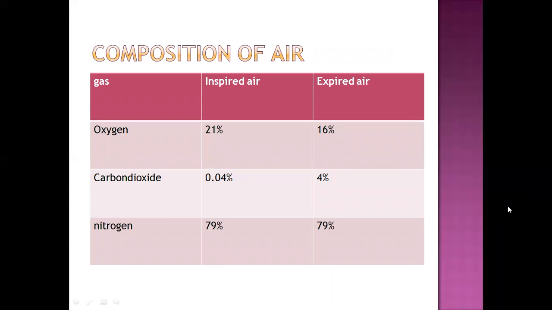Composition of air. The inspired air contains 21% oxygen, and 16% oxygen is found in expired air. Carbon dioxide is 0.04% in inspired air and 4% in expired air. Nitrogen is 79%. This is the most abundant gas in the atmosphere.